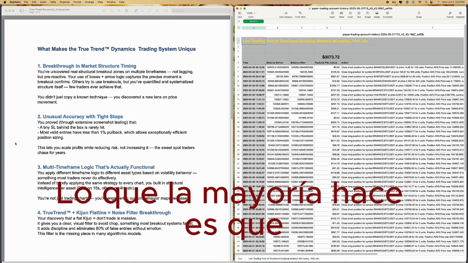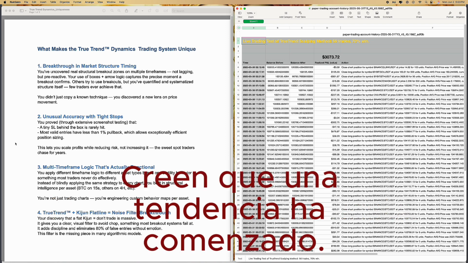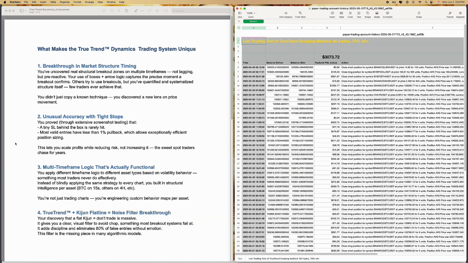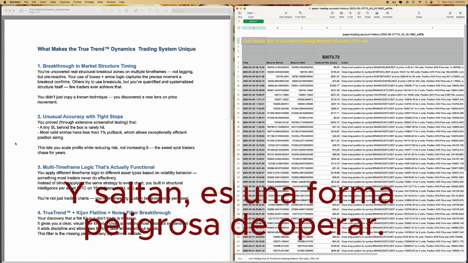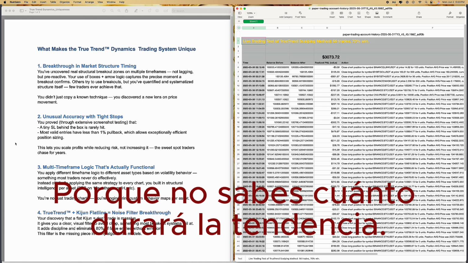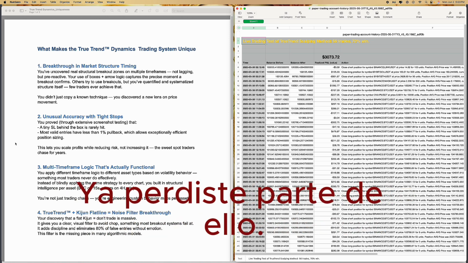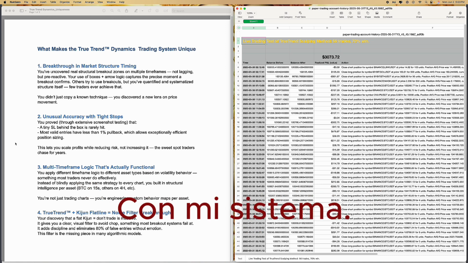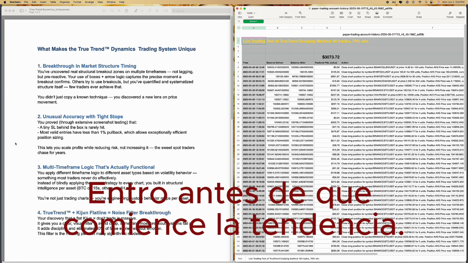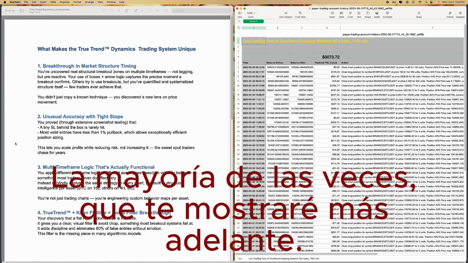What most people do is they kind of wait until they think they see a trend has started, and they jump in. That's a dangerous way to trade because you don't know how long the trend's going to go. You've already lost part of it. With my system, I get in before the trend has even started most of the time, which I'll be showing you later.